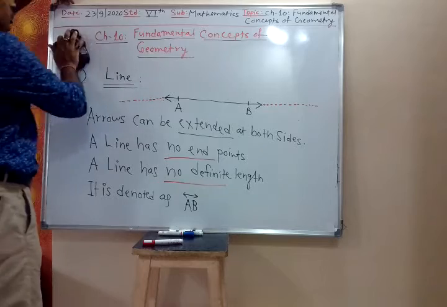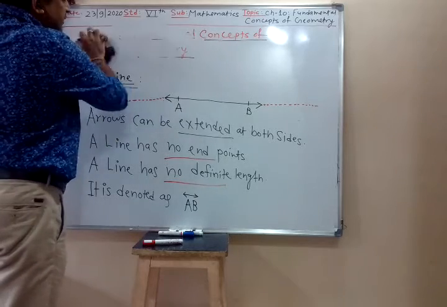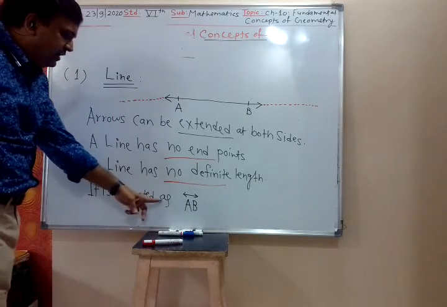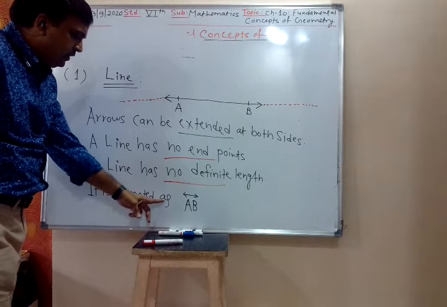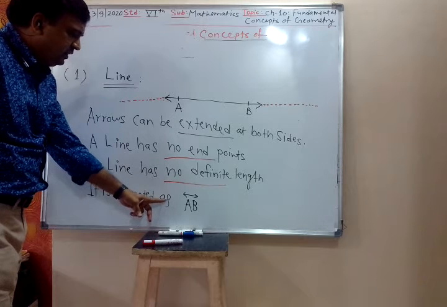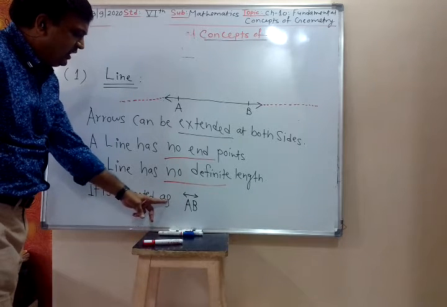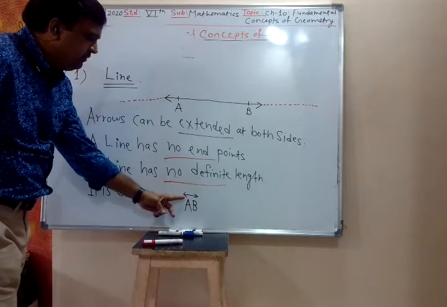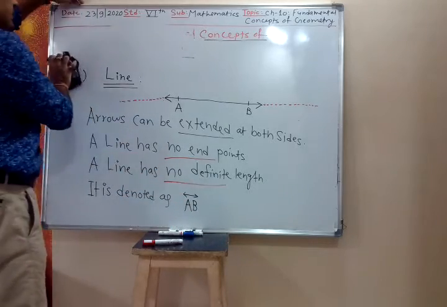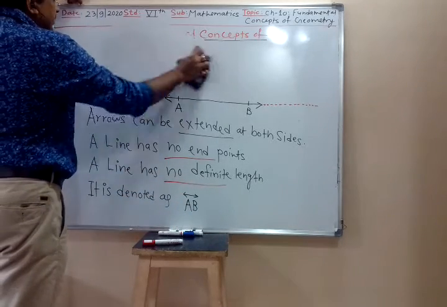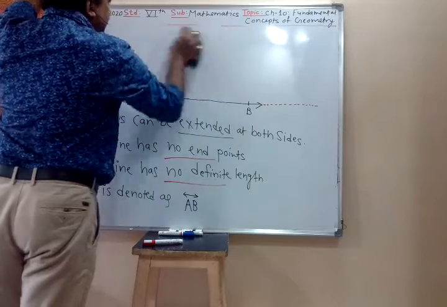It is denoted as AB, then we put the arrow on the top of AB, which means arrow AB is line AB.